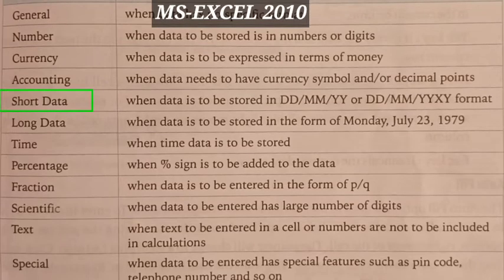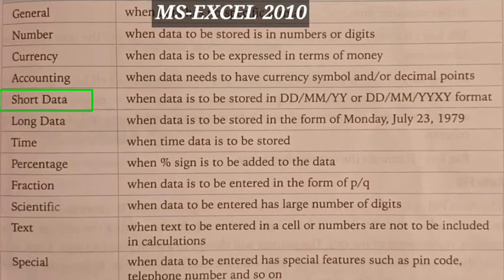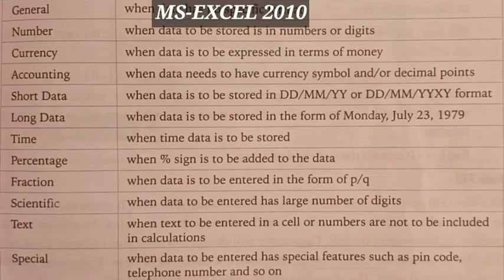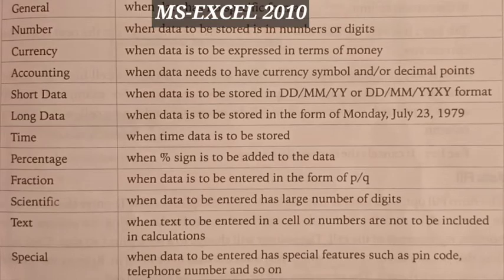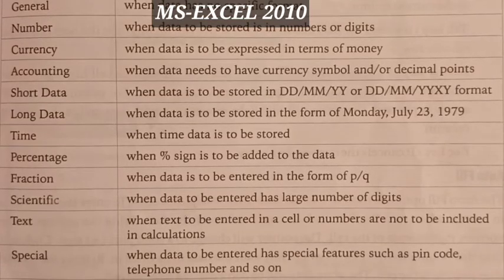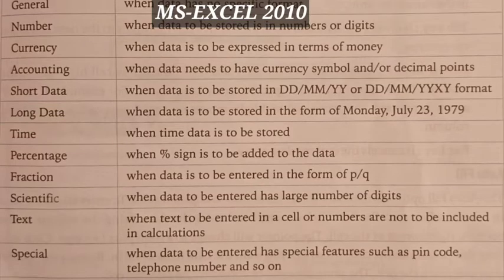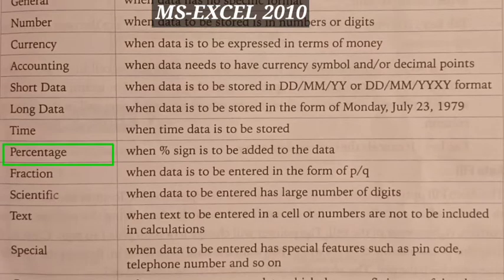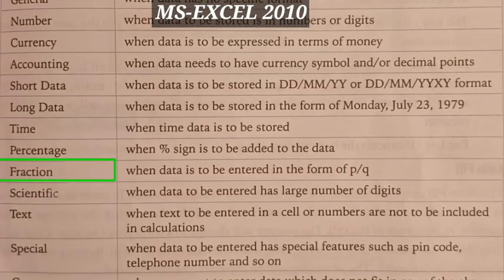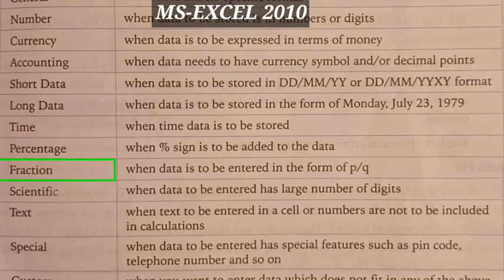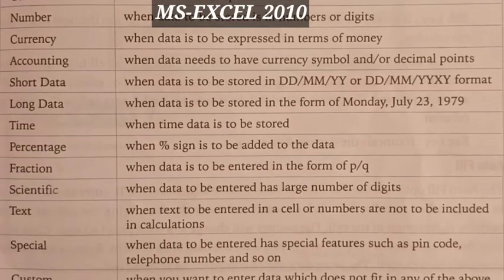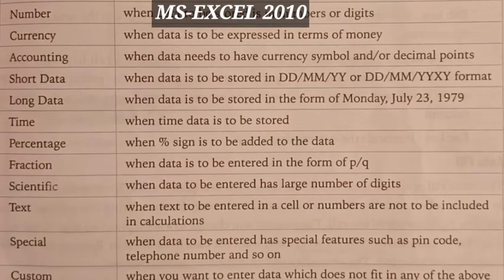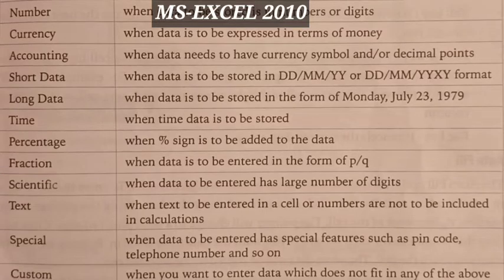Short date: used to store data in date, month or year. Long date: used to store data in the form of Monday, January 23, 1979. Time: used when time data is to be stored. Percentage: used when a percentage sign is to be added to the data. Fraction: used when data is to be entered in the form of p by q. Scientific: used when data to be entered has a large number of digits.